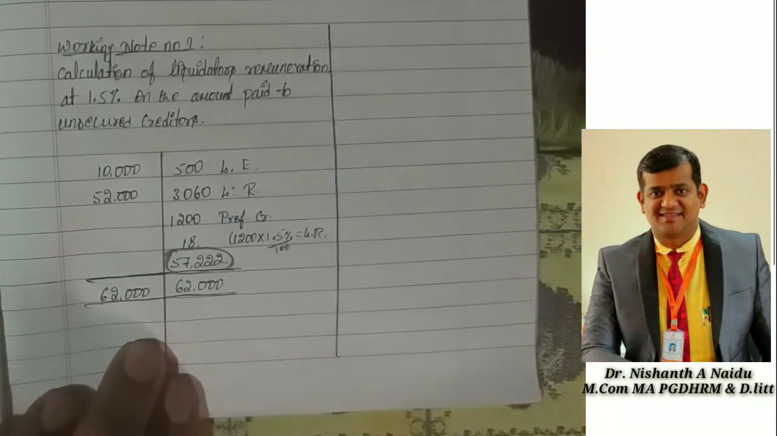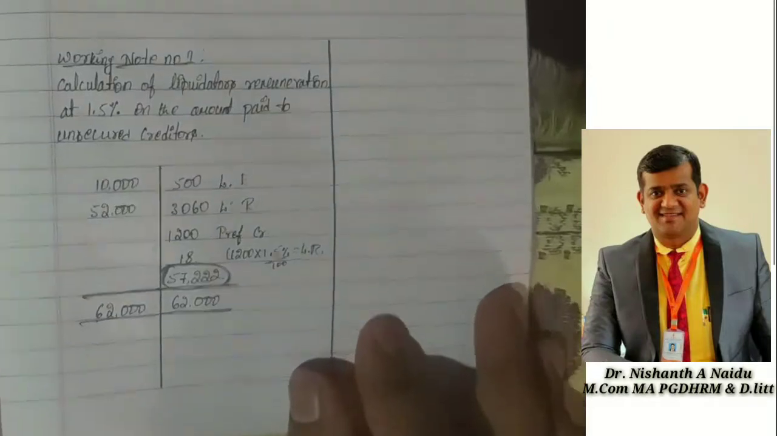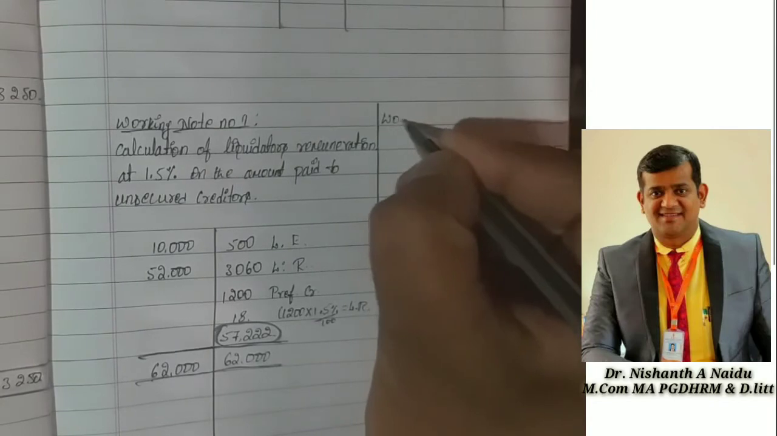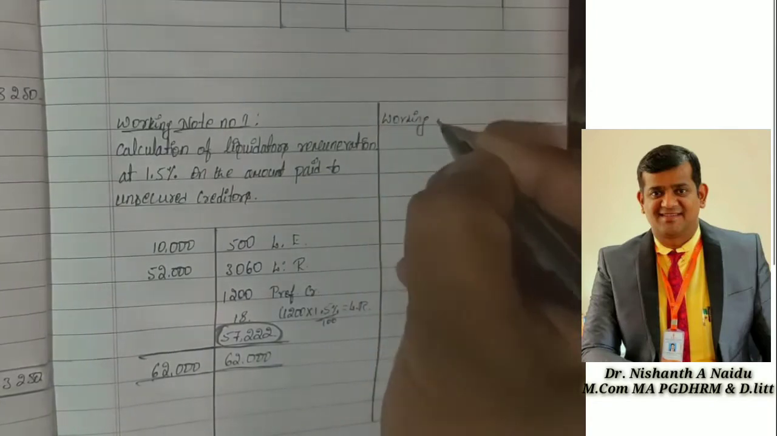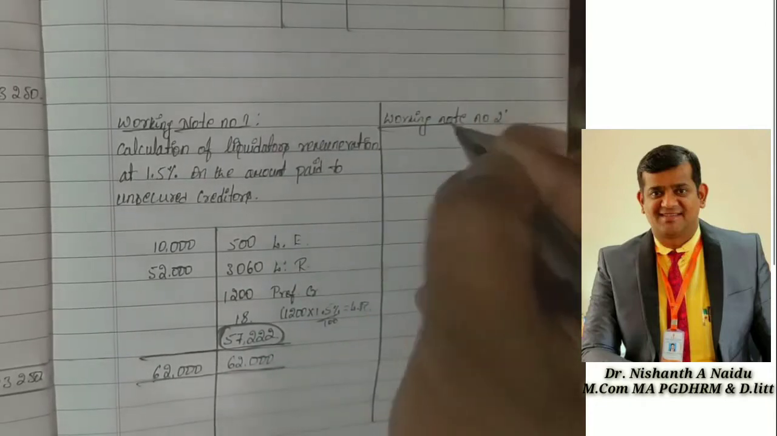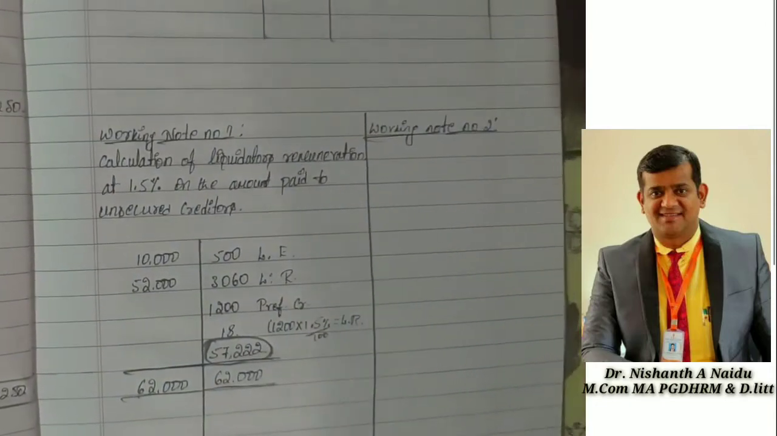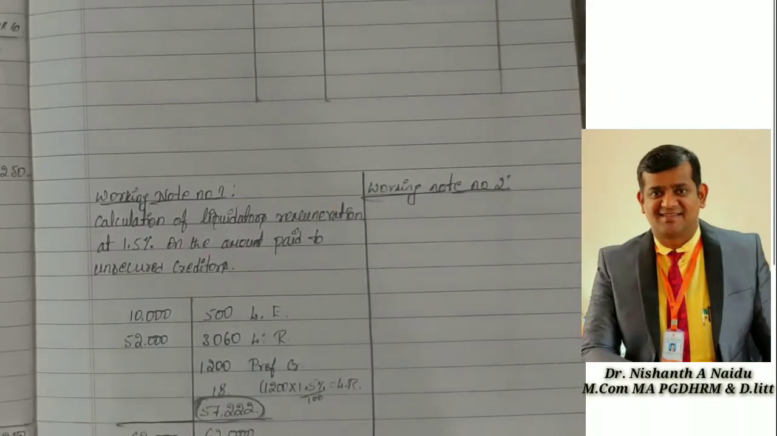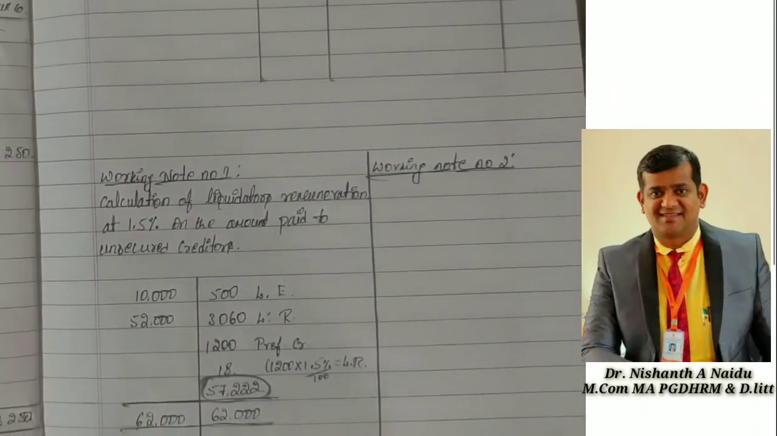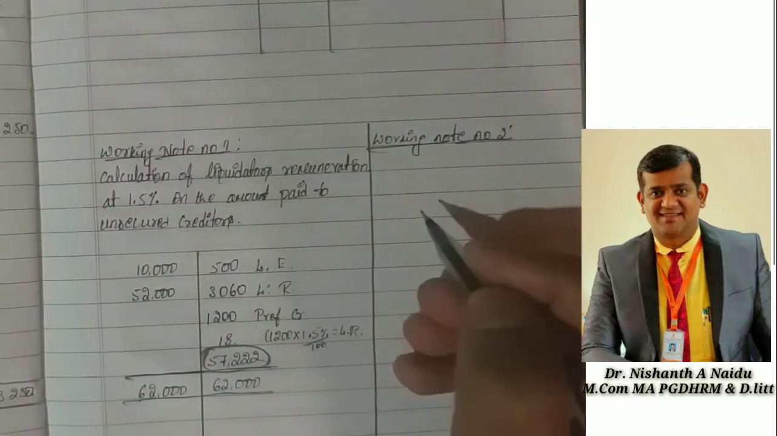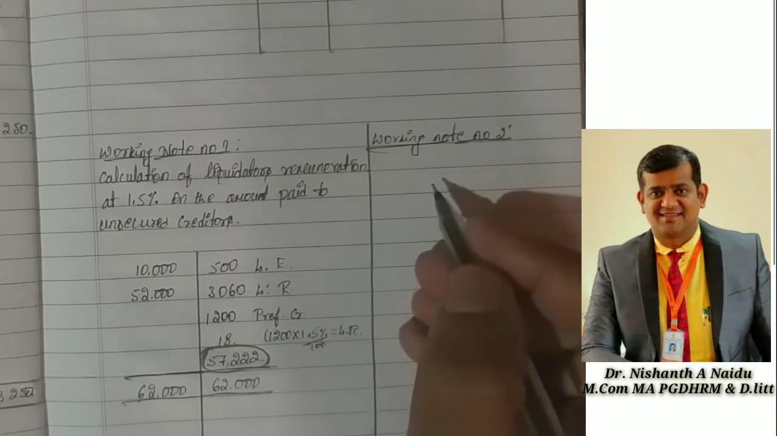Okay. So now I'm going to prepare working note number 2. So let me do working note number 2. So what I am going to calculate in working note number 2 is, on unsecured creditors, how much they are supposed to pay. Okay. So let me see. So write down the heading for this.